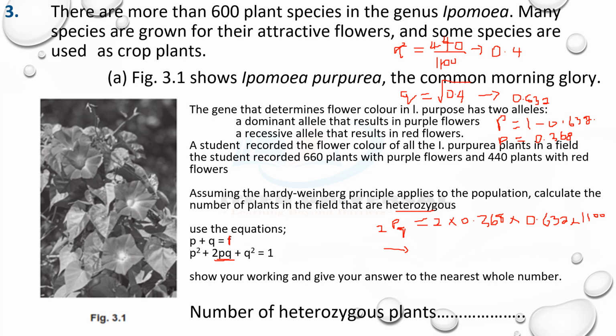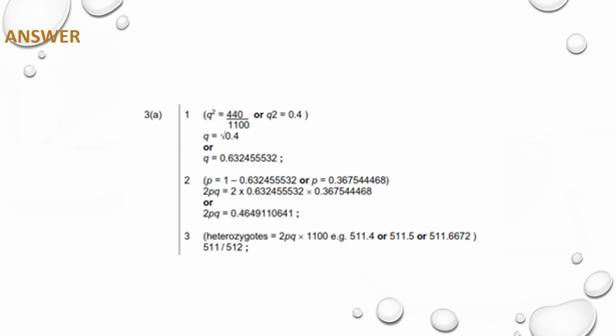Let me try it again. I think there's a mistake. 2 times 0.368 times 0.632 times 1,100. Okay, yeah, that's 511. Yeah, we're correct. 511, that's heterozygous. All right. Let's see how they did it.